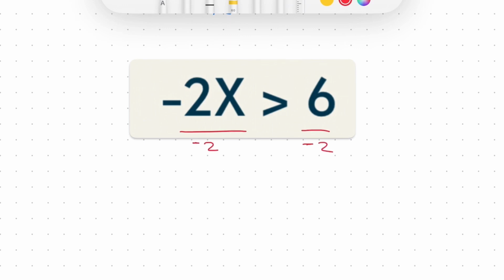Now, you may be tempted to say that the final answer is x is greater than negative 3. But that is wrong. Remember that we are dividing both sides by a negative number, so the inequality sign needs to be switched. Instead of x is greater than negative 3, we would say x is less than negative 3.